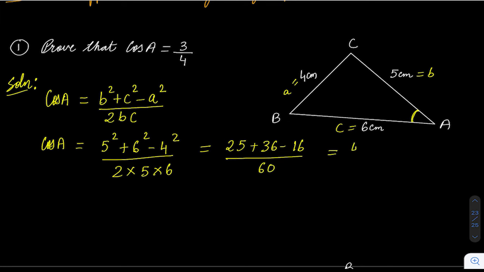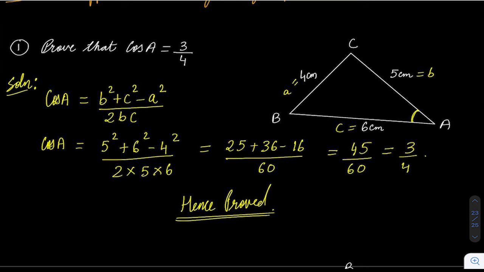And this will be nothing but 45. 20 plus 25, that is 45. So if you divide it by 15, this will be 3 by 4. Hence proved. So cos A is coming out to be 3 by 4. So this is what we needed to prove. Okay, so this was rather a very simple one.